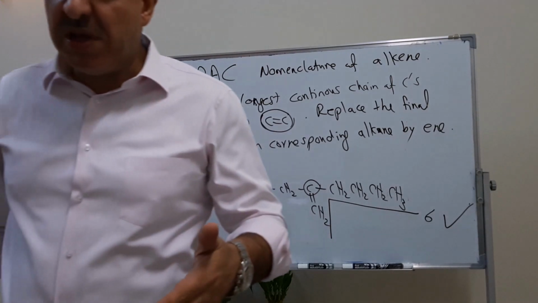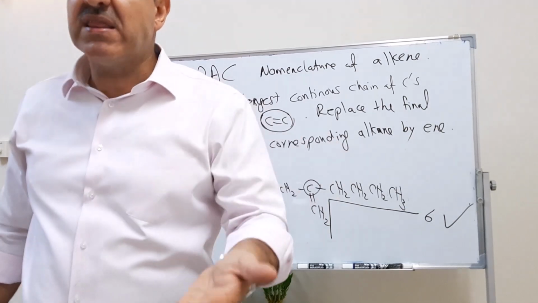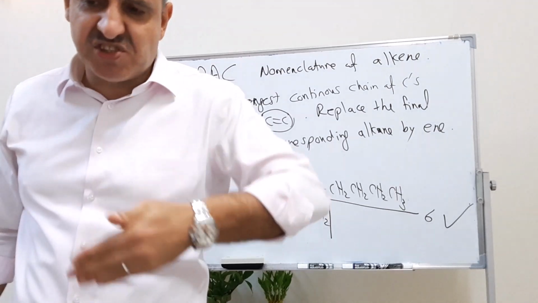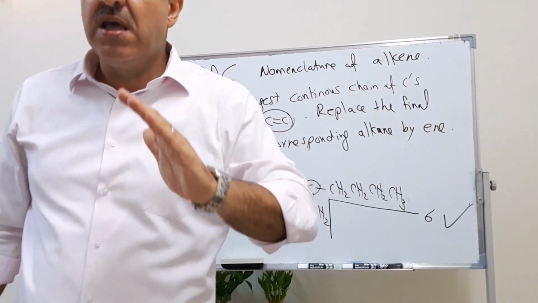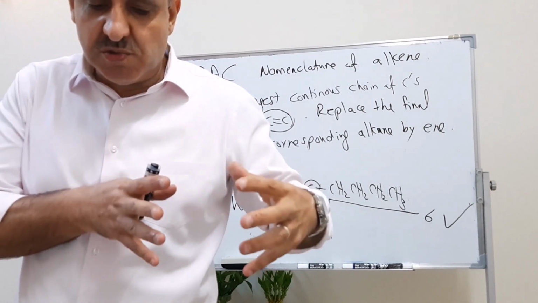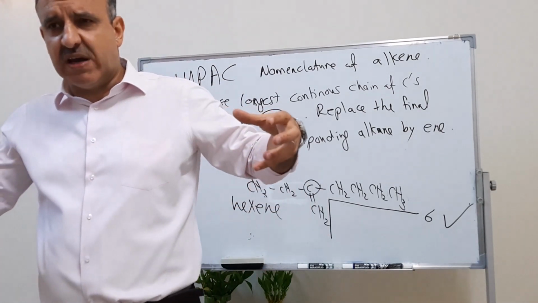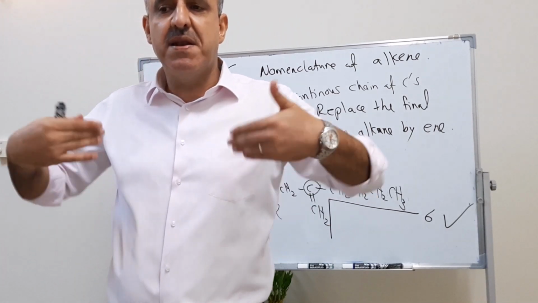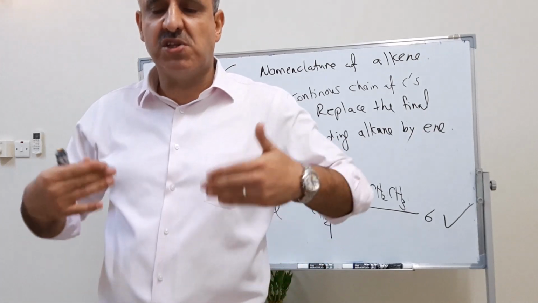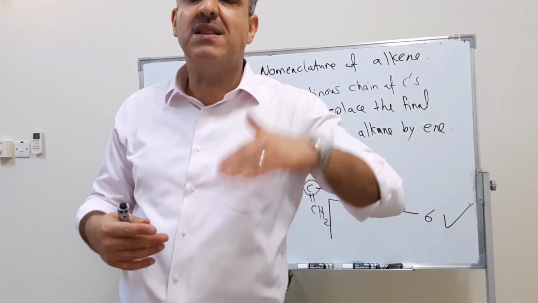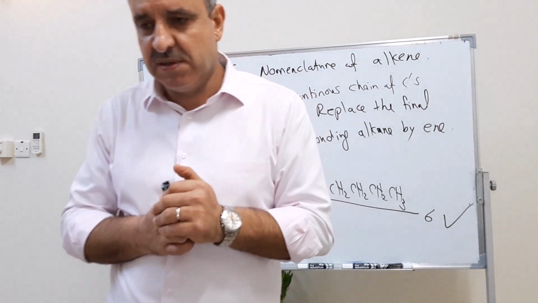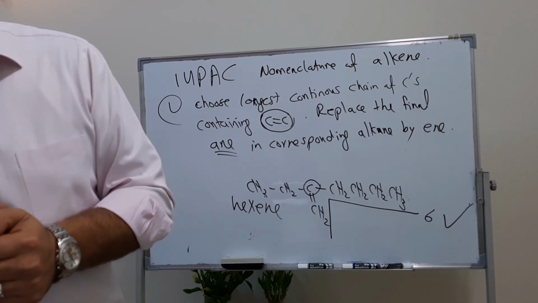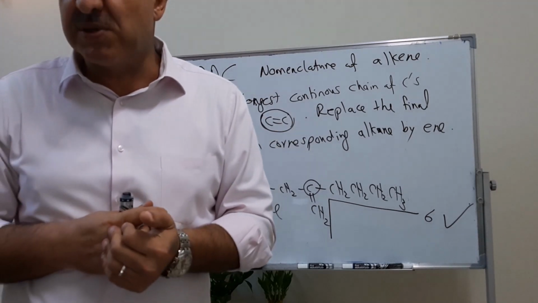Now, the second rule here: we must then number the chain closer to the functional group. This is always applied from this chapter on. Always, after you choose the longest continuous chain of carbon atoms which contains the functional group, we must number the chain closer to the functional group regardless of other substituents. Do you follow me? Unless you simply can take this into consideration and give them the lowest possible number.